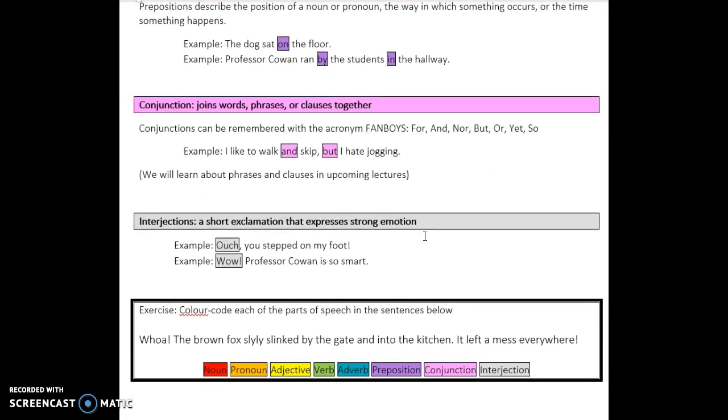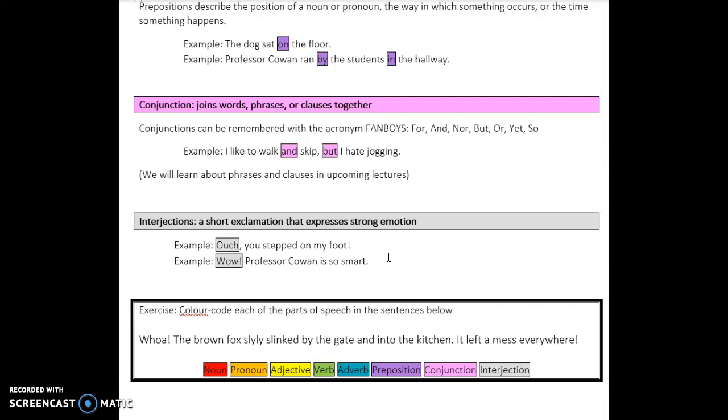Finally, we have our interjections. And interjections are fun because they are a short exclamation that expresses strong emotion. So for instance, ouch, you stepped on my foot. Ouch is an interjection because it expresses strong emotion. Conversely, we might be able to say, wow, Professor Cowan is so smart. And clearly this is one of my favorite interjections because it is a short exclamation of how brilliant I am.